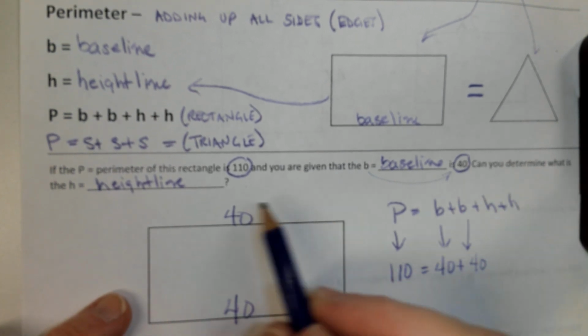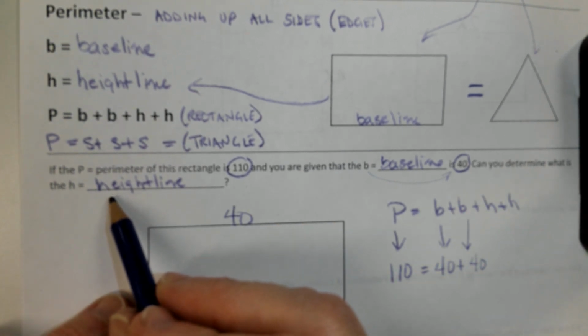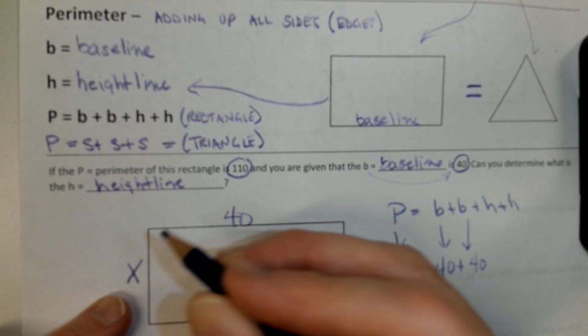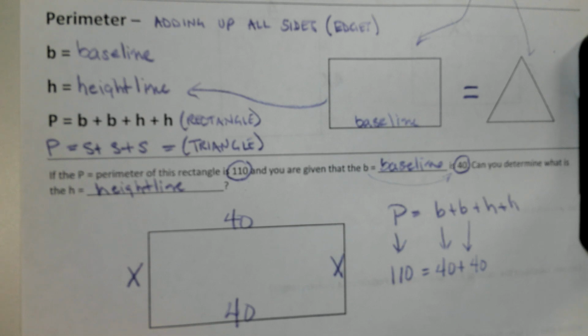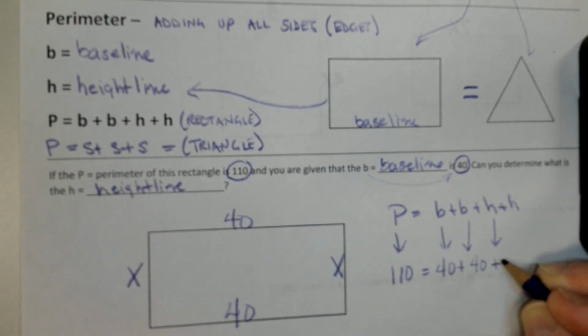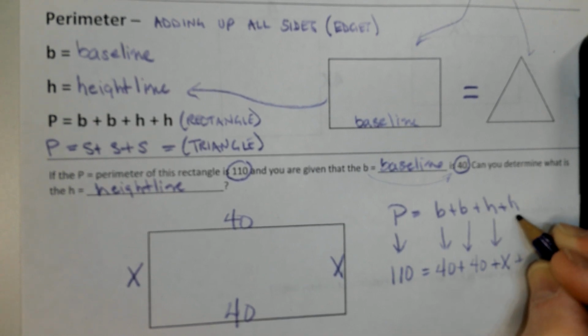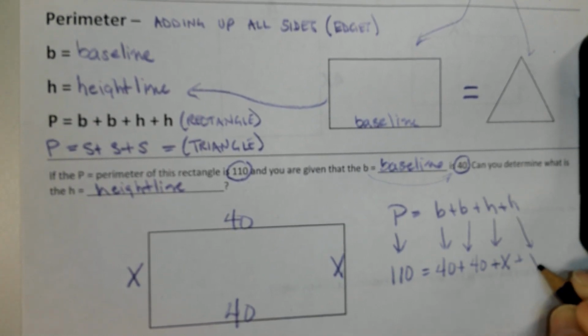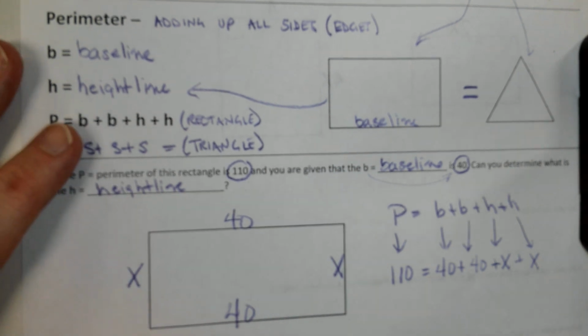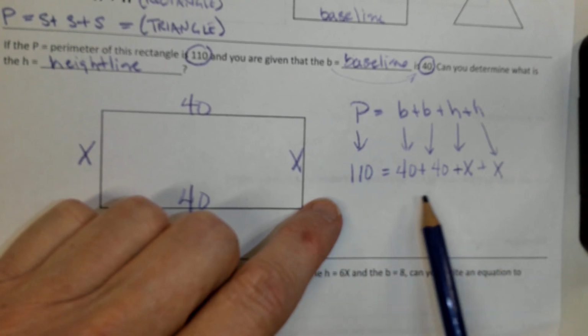We don't know what the value of that h is, so let's just put an x there. Got 2 x's, right? So we're going to replace the h with an x, and we're going to replace the last h with an x. And now we got what resembles a formula. Can we combine anything in this equation? What can we combine?